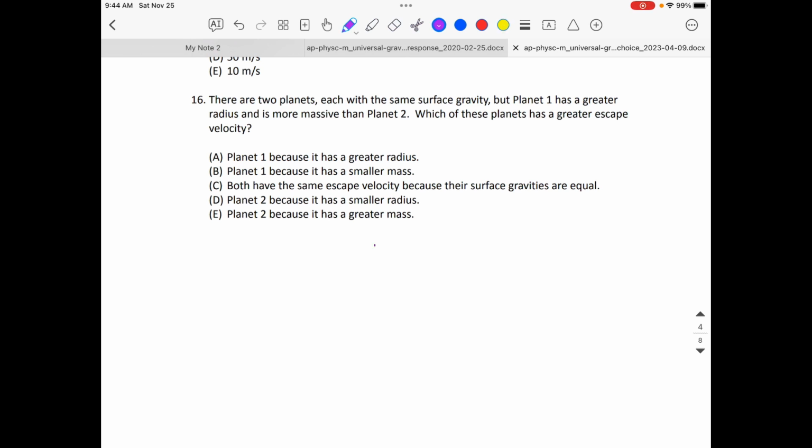What we know is that the surface gravity of both planets is the same, and this is the equation that we use for surface gravity, which is basically the force of gravity without the little mass. And then we've got the escape velocity equation, which I would love for you to make sure you practice that derivation a few times. It's the square root of 2GM over r.